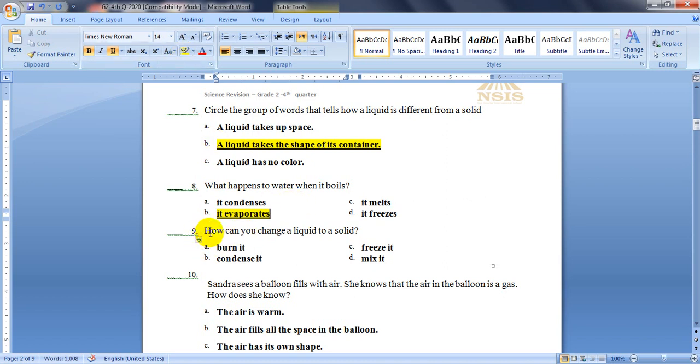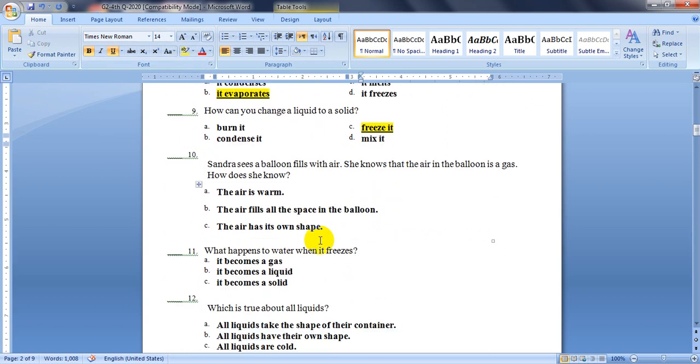Number 9. How can you change a liquid to a solid? A liquid to a solid, like water to be ice. Burn it, condense it, freeze it, or mix it. You need to freeze it or take away heat.